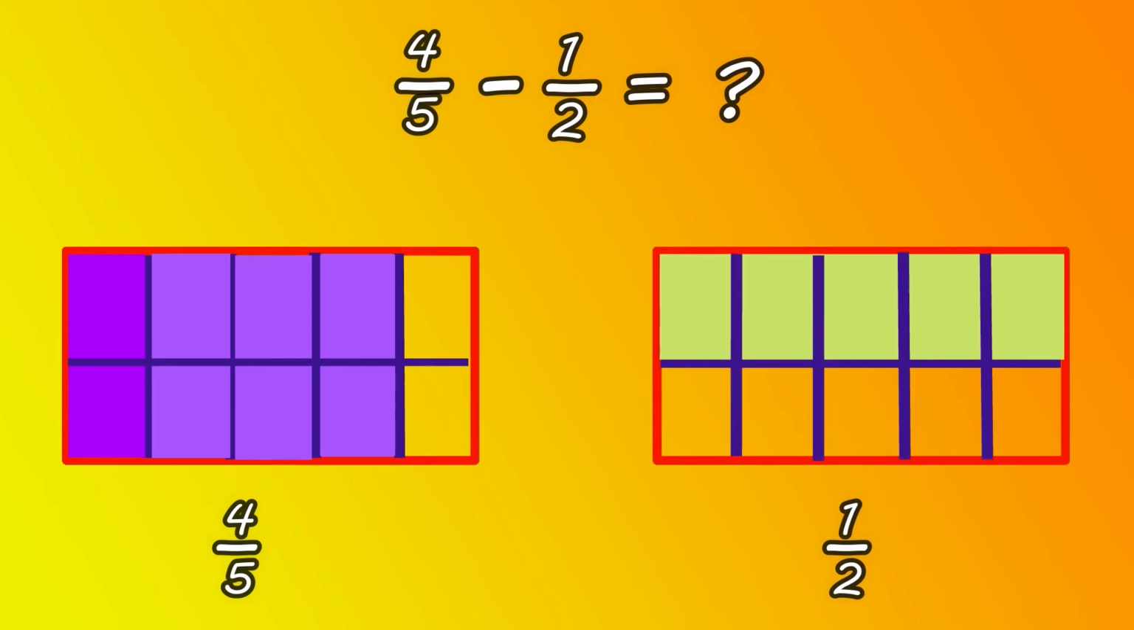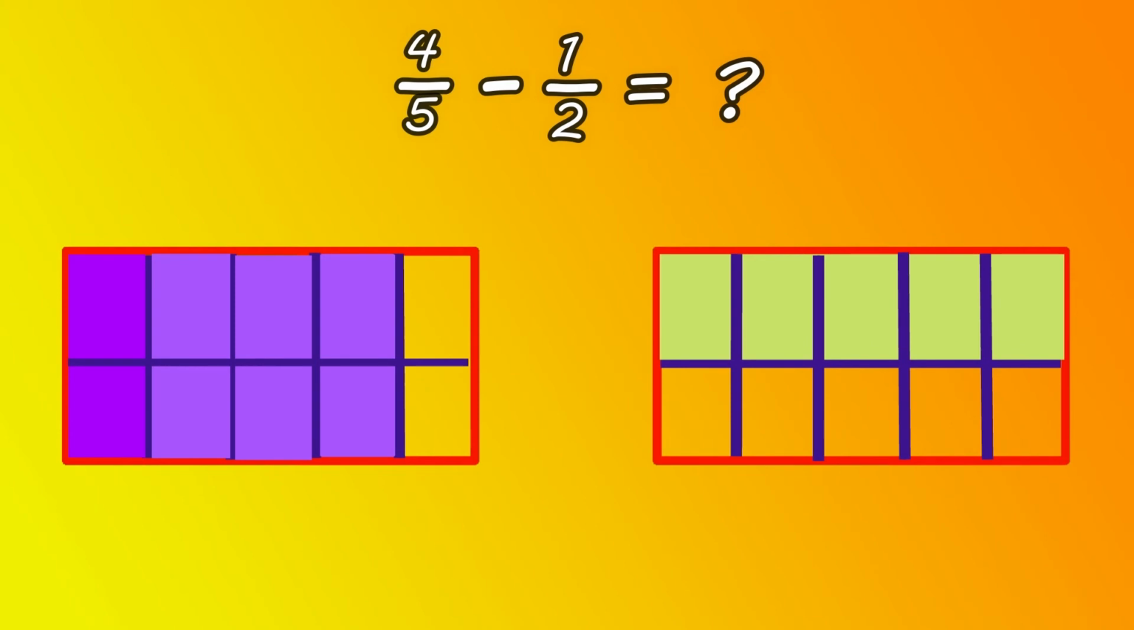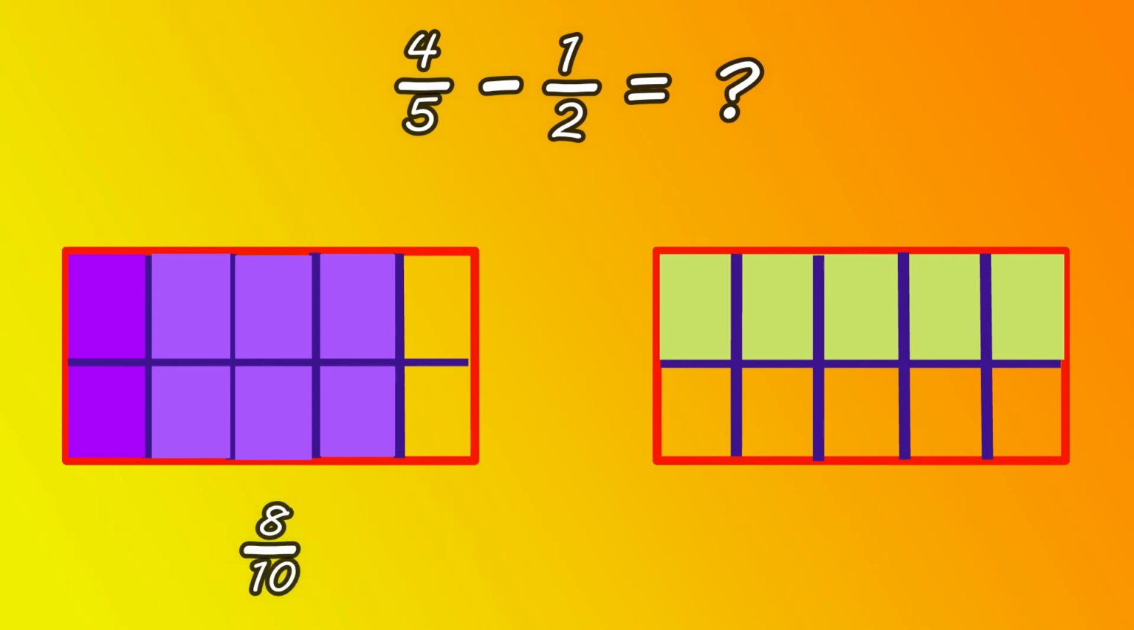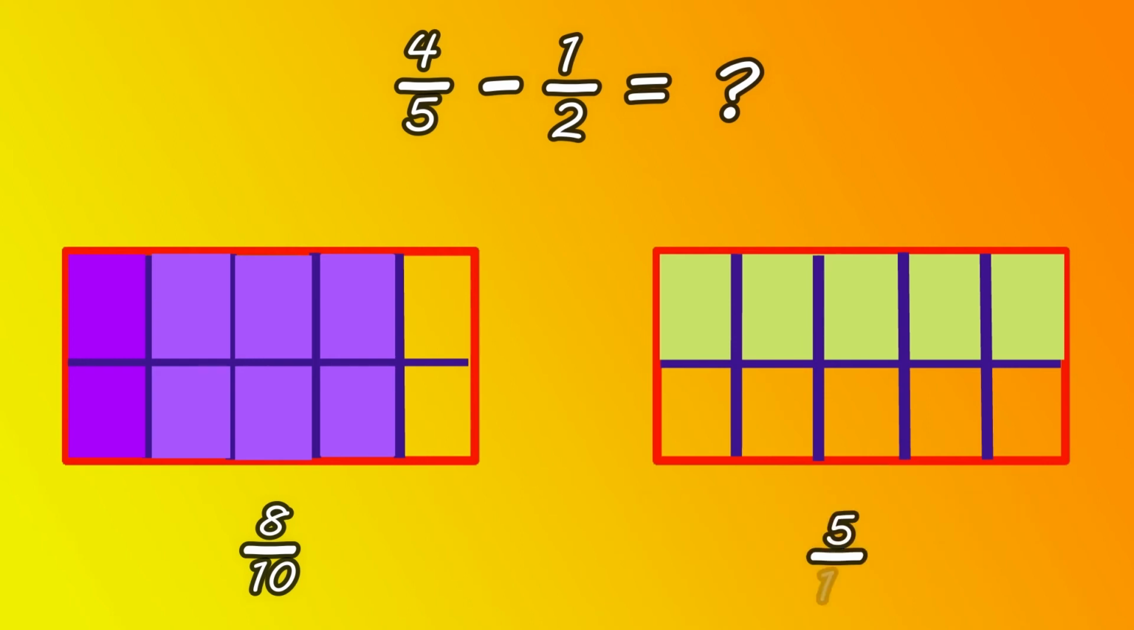We will change each fraction to its equivalent fraction with 10 as the denominator. So, we will rewrite 4/5 as 8/10 because 8 are shaded out of 10 parts. And rewrite 1/2 as 5/10 because 5 are shaded out of 10 parts. We can now subtract the two fractions because both fractions have an equal number of parts.